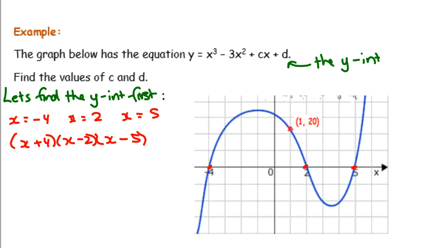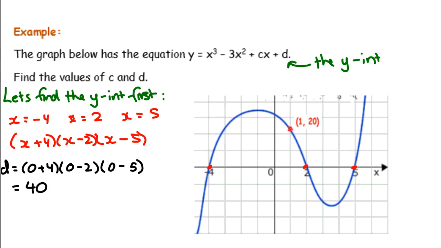Now let's try finding d. D will be when you sub in 0. D equals 0 plus 4, 0 minus 2, 0 minus 5. Which equals 0 plus 4 is 4, times negative 2 is negative 8. Negative 8 times negative 5 is positive 40. So we've just found d.